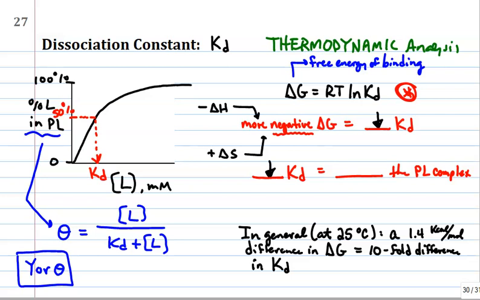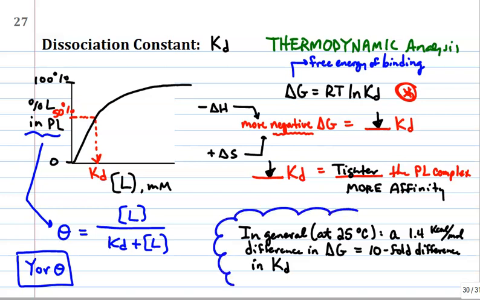We just said this, but let me re-emphasize this. Tighter the protein ligand complex. And really we're saying there's more affinity, a higher affinity between ligand and protein. In general, and this is done at 25 degrees Celsius, a 1.4 kilocalorie per mole difference in delta G can lead to a 10-fold difference in binding constant. So that's just a rule of thumb that has been determined experimentally.